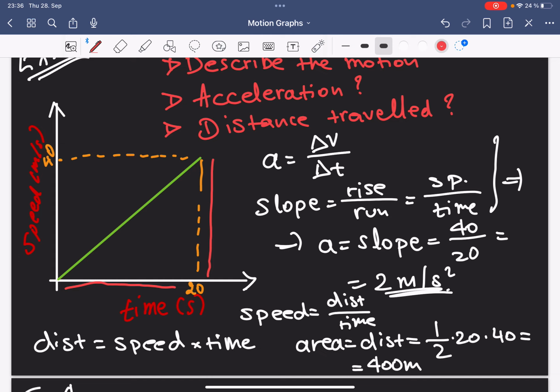So I've just simply solved this equation for distance. And as we discussed in the previous example, on a speed time graph, the area under the line is going to give you the distance. So the area, which is equal to distance, is now an area of not a rectangle, but a triangle, which is half base times height. So 1 over 2 times 20 times 40, and this gives us 400 meters.